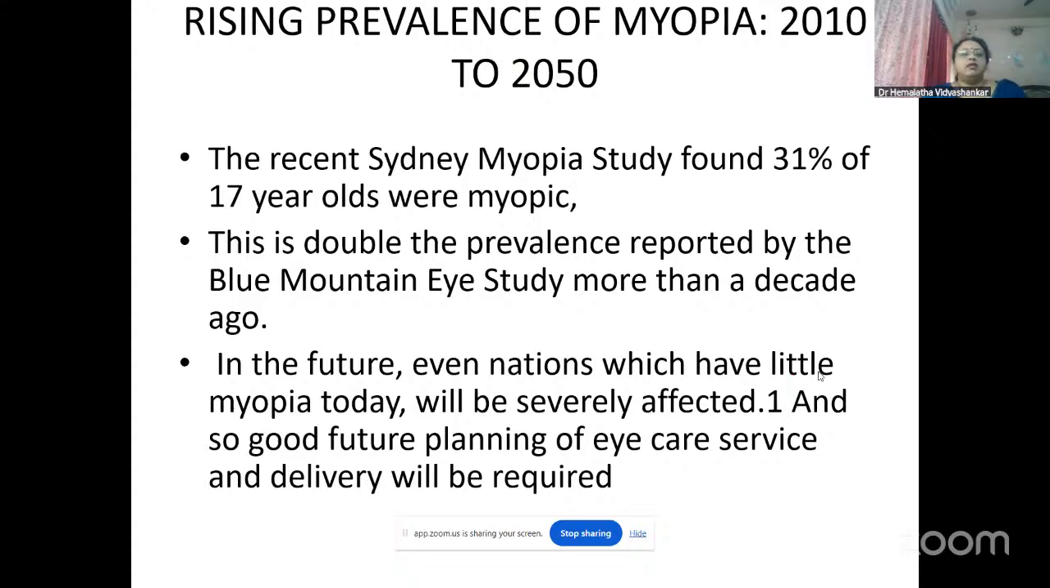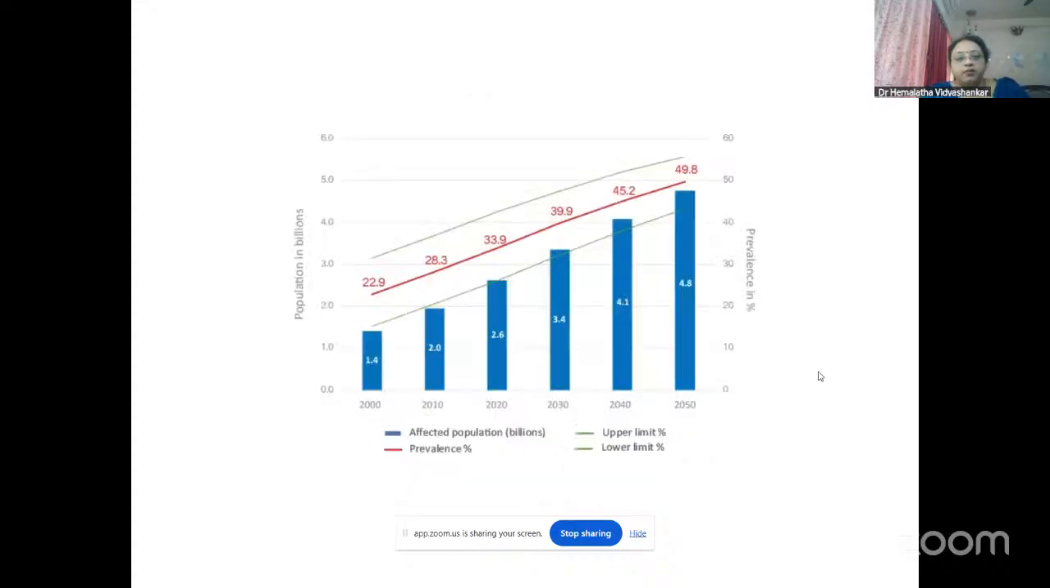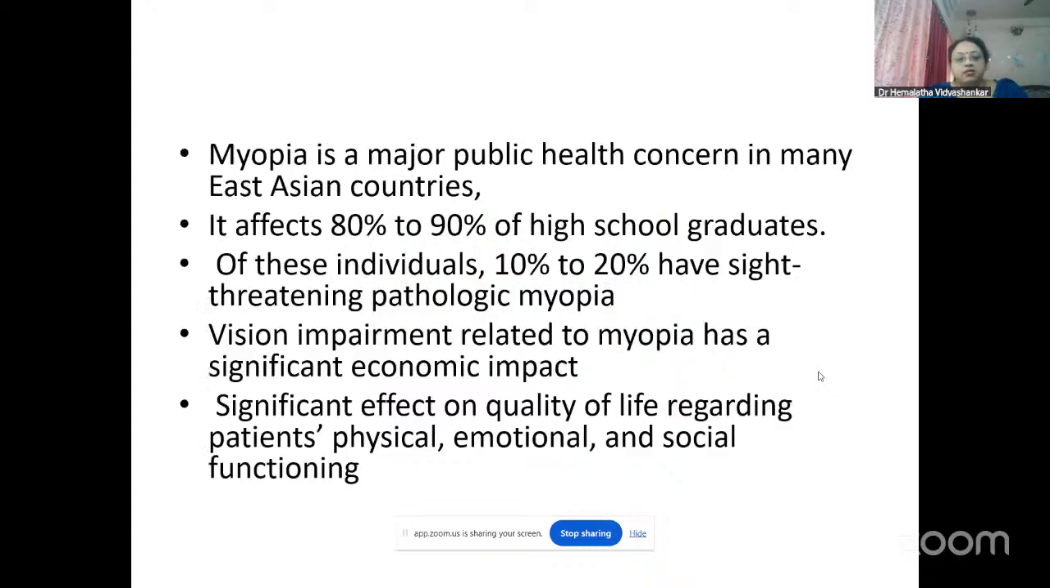So in a recent study, it was found that 31% of children, that is the ones who are going for a productive life, are going to be myopic. And this is much higher, just double the prevalence reported a decade ago. So hence there is a need to control this myopia progression and aim at its treatment. We see that myopia is increasing very rapidly in the coming years.